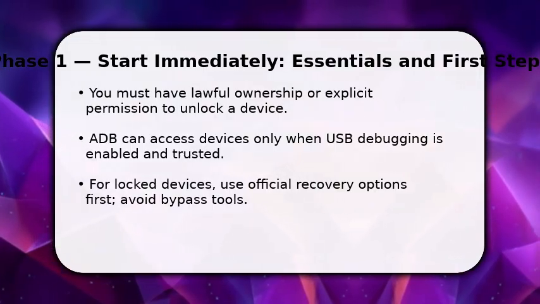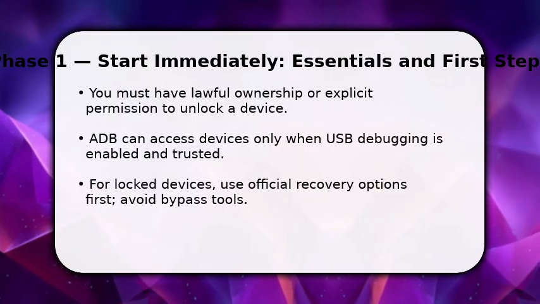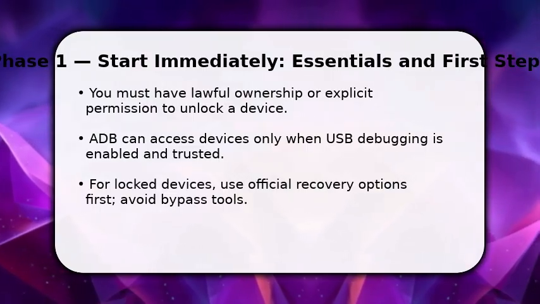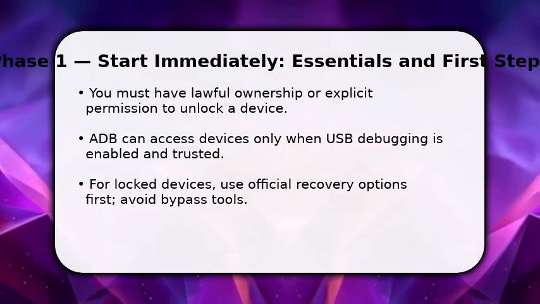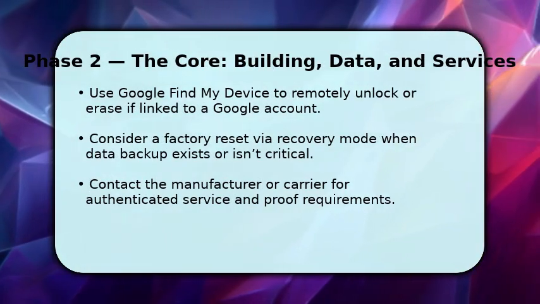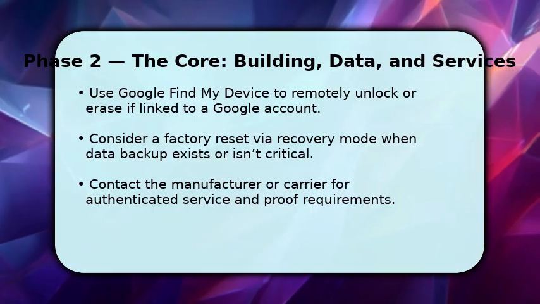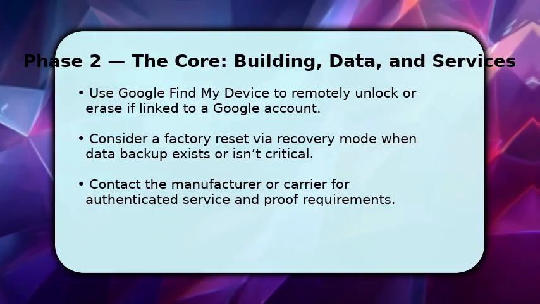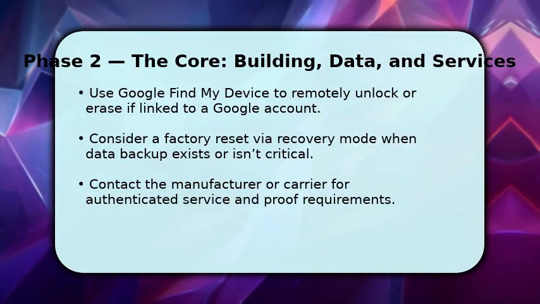I'm not providing instructions to bypass locks because that would enable unauthorized access. Instead, follow legitimate recovery paths. Once you can't use ADB, pursue safe, supported alternatives. You can use Google Find My Device to ring, lock, or erase a device if it's linked to your account.